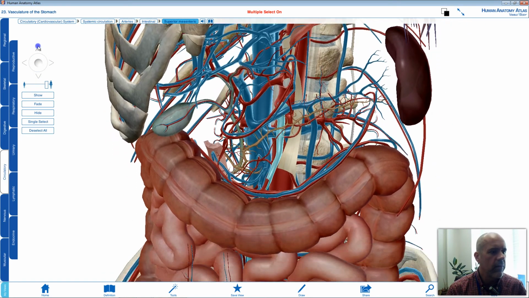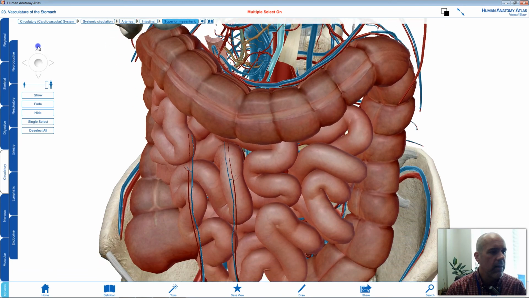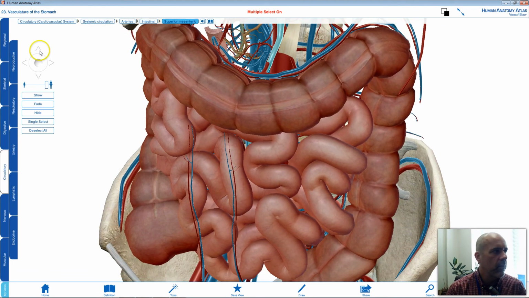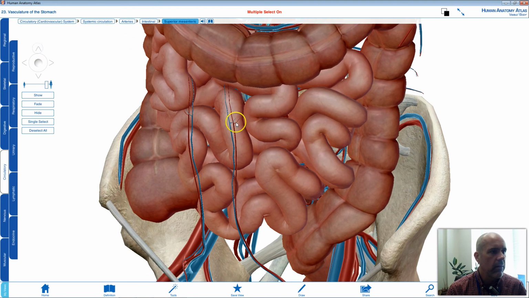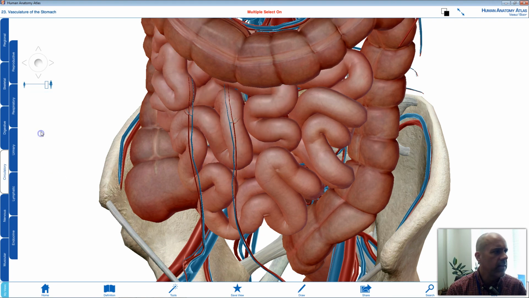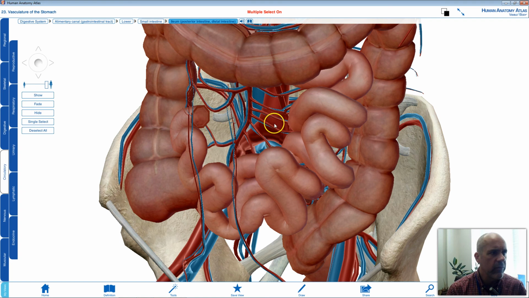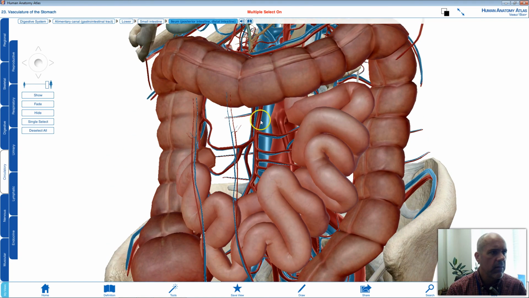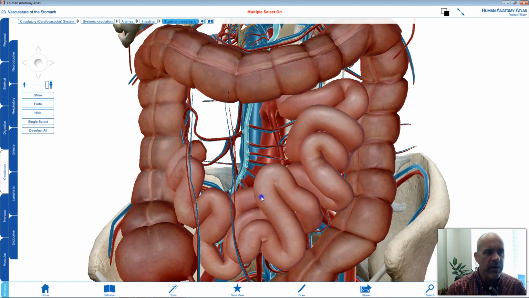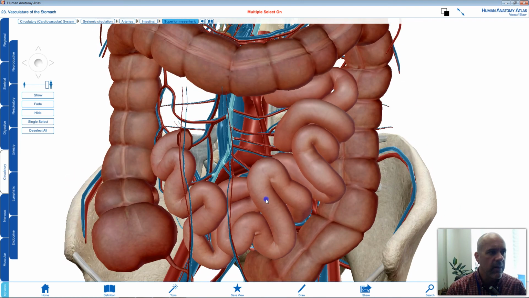I'm going the wrong way with my body organ here. All right, let me deselect all. Let me hide that portion of the small intestine. There in light blue, that's part of the superior mesenteric artery. That's a pretty big artery. And you can see all these little branches that are coming off of it. Those are superior mesenteric branches.